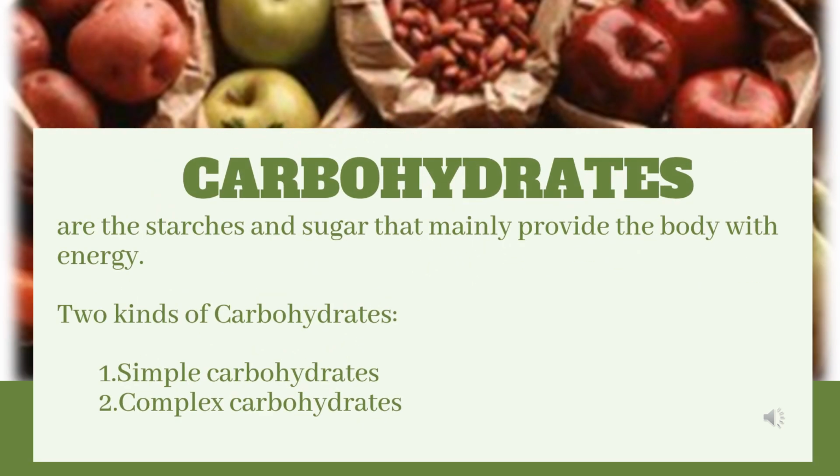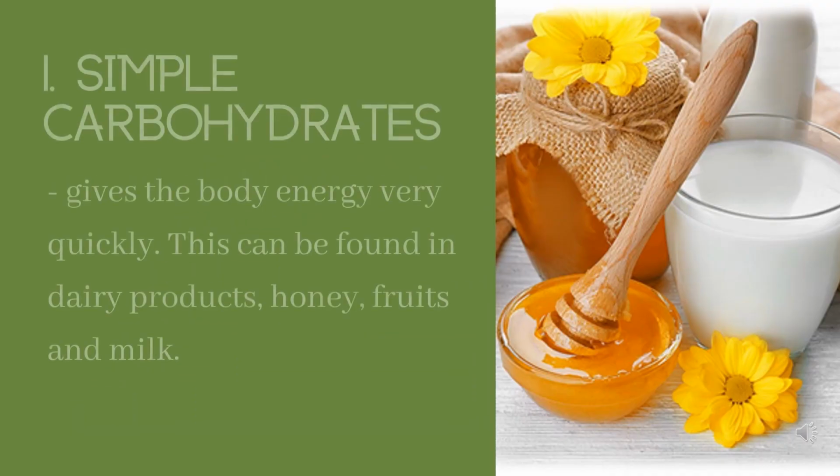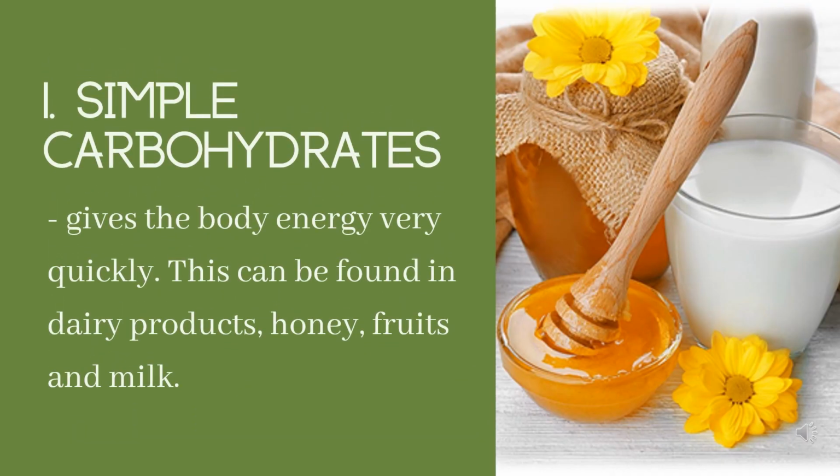Carbohydrates are the starches and sugar that mainly provide the body with energy. Two kinds of carbohydrates: simple carbohydrates and complex carbohydrates. Simple carbohydrates. It gives the body energy very quickly. This can be found in dairy products, honey, fruits, and milk.